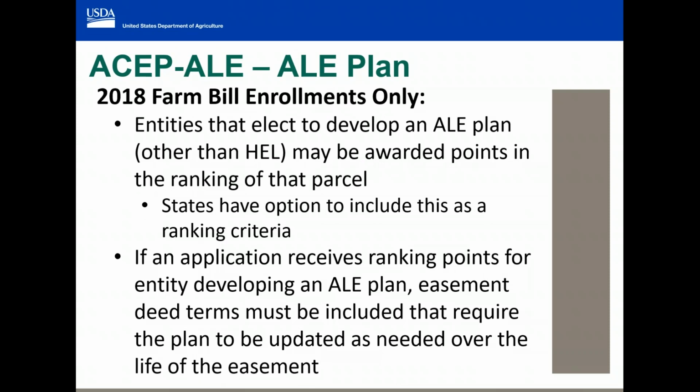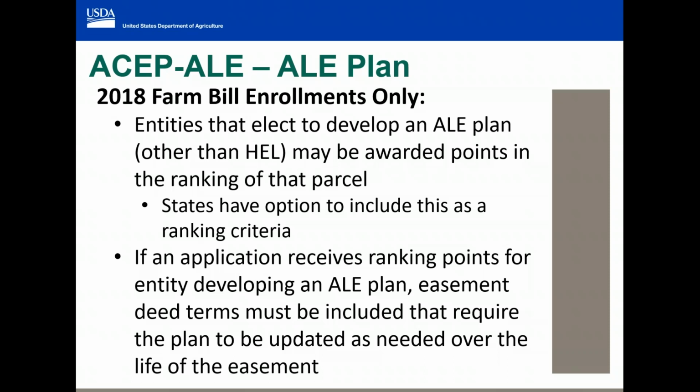So if an entity does elect to develop an ALE plan other than an ACEP-ALE conservation plan for highly erodible cropland, then they may be awarded points in the ranking of the parcel. This is an option that NRCS states have to include as a ranking criteria. If a parcel receives ranking points because of the entity's election to develop an ALE plan, then the ACEP-ALE easement terms must be included that require the plan to be updated as needed over the life of the easement.